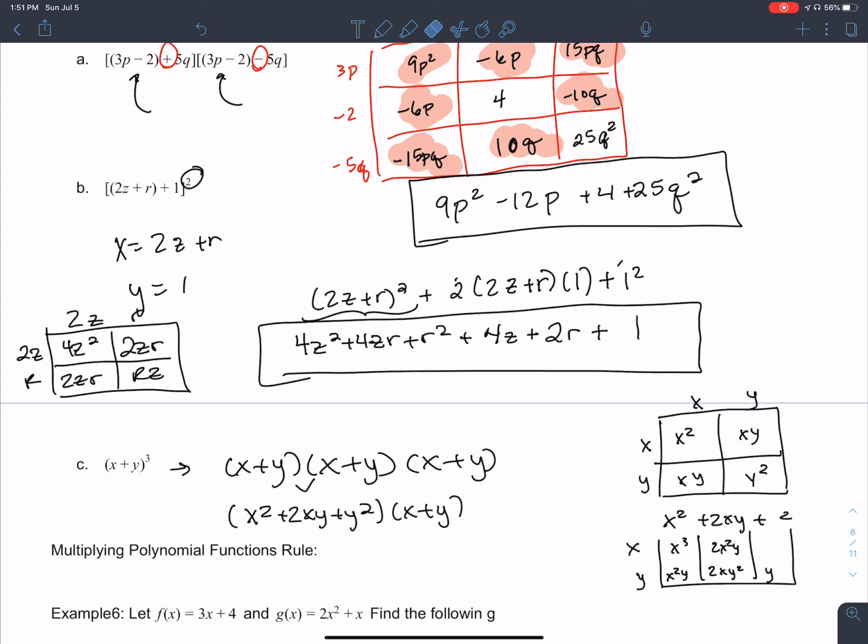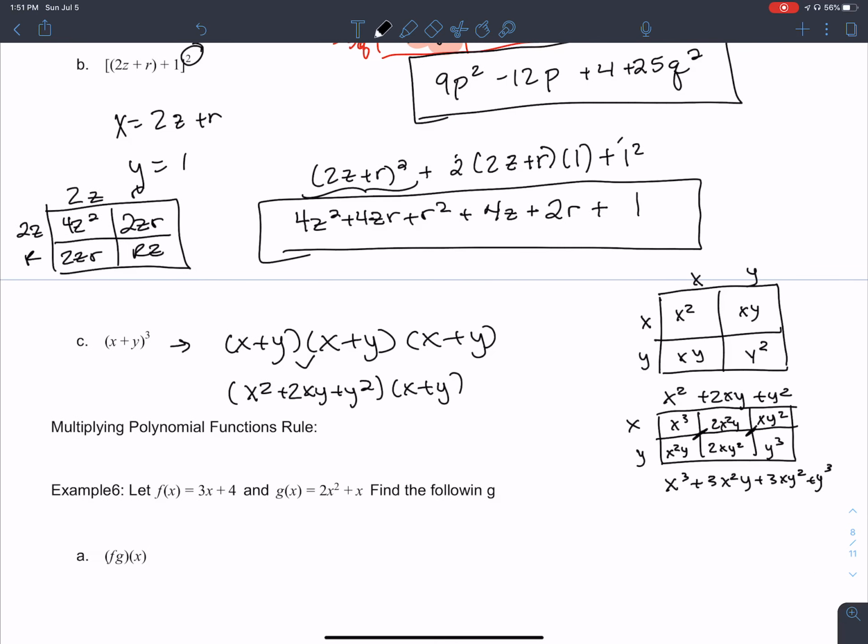I really like this stuff, and sometimes when I'm really excited, I mess things up, so I'm sorry. This should be x, y squared. How I knew that is because these should match. So I end up with x cubed plus 3x squared y plus 3xy squared plus y cubed. That's my final answer for that problem.